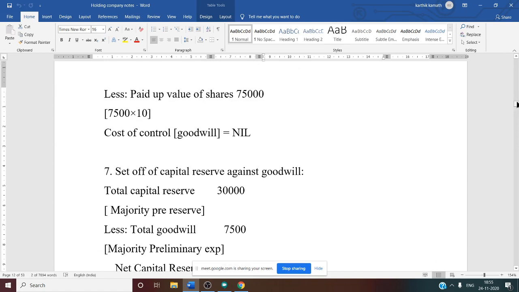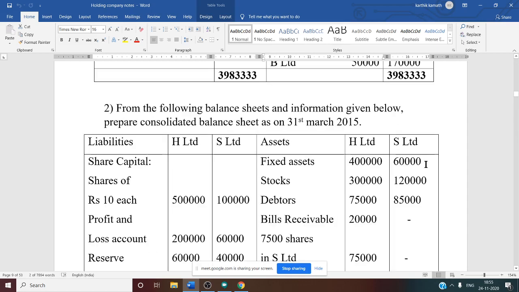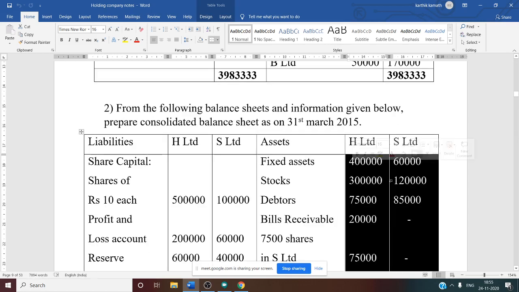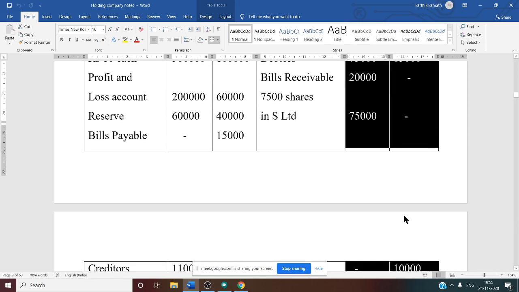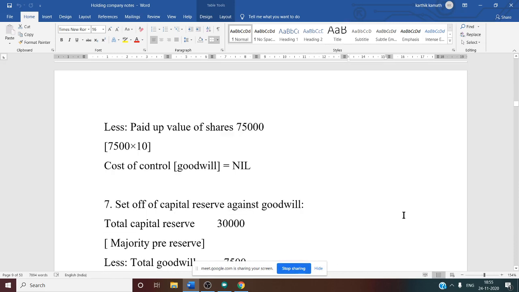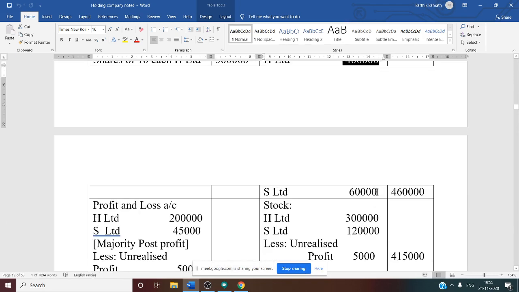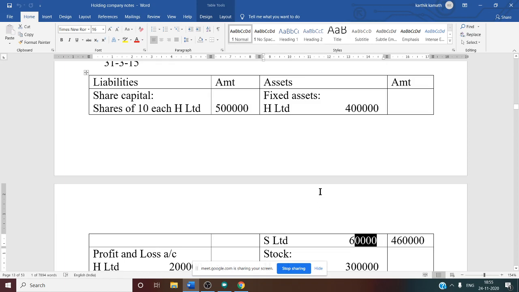For that, once again we have to see the question. Where is the fixed asset given in the question? See this combined fixed asset, that is 4 lakh plus 60,000. 4 lakh is of the holding company, 60,000 is of the subsidiary company. So you have to write like that. Now we'll go to the solution part of the balance sheet. Fixed asset, holding company 4 lakh, subsidiary company 60,000. Like this you have to write. H Limited and S Limited you have to show separately. Then total amount 4 lakh 60,000.